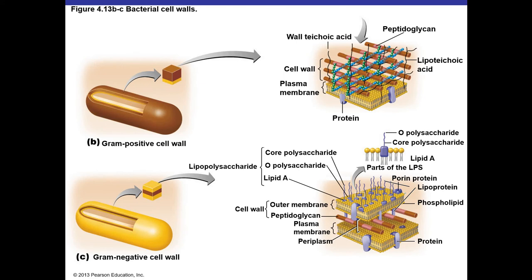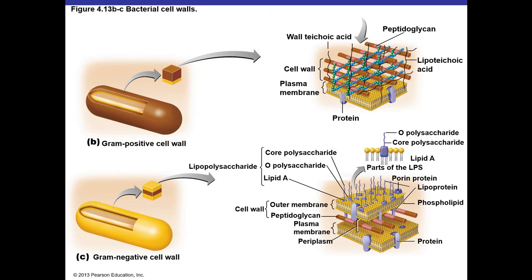So it has multiple layers of this peptidoglycan, and it has additional support of teichoic acid. These are filamentous types of structures that run through the wall. So we have the wall teichoic acid, and some of them have a lipid component that help them insert into the membrane. So those are the lipoteichoic acids.